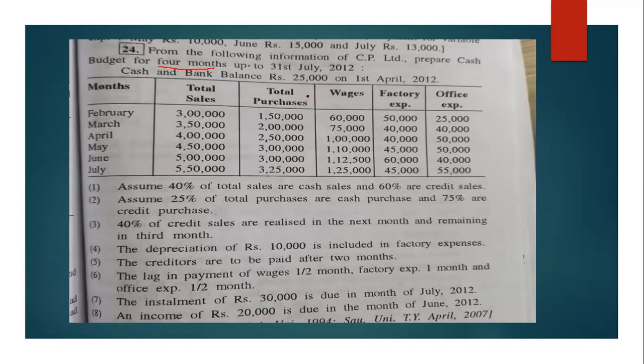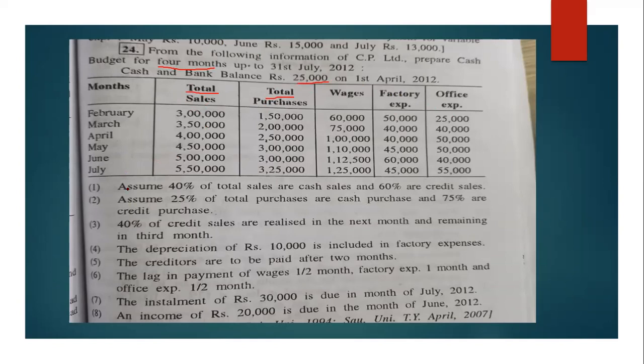Cash and bank balance rupees 25,000 on 1st April. So this is our opening cash balance on 1st April 2012. Here we have the months February, March, April, May, June and July. Here we have the total sales. Total sales means it will include cash sales as well as credit sales. In the same way, total purchase will also include cash purchase and credit purchase. Then wages, factory expenses and office expenses. These all are the payments, and the total sales will include the incomes, receipts.